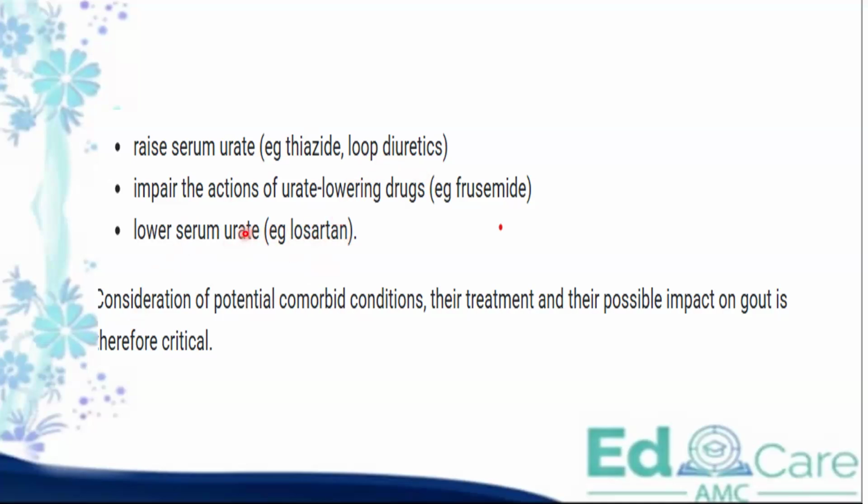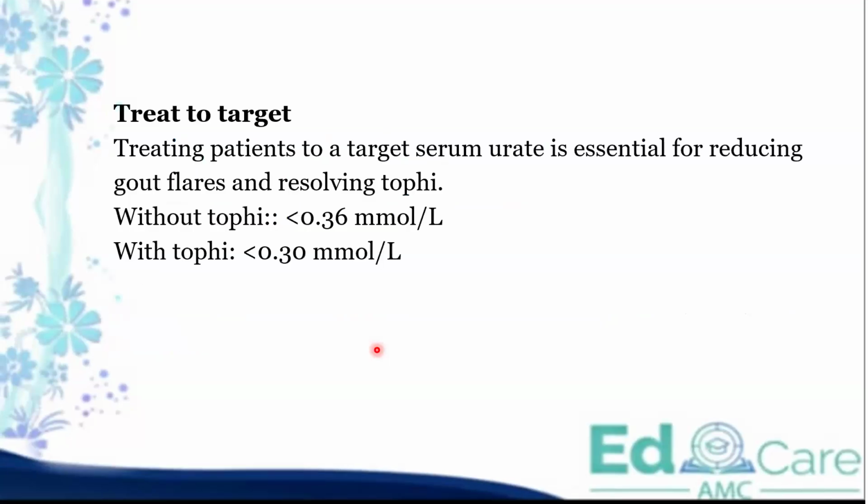So you're going to reach your target urate level faster if they're on losartan, right? So you need to consider their comorbid conditions when you start their treatment, right? That is very important because there are lots of MCQs that will give you different comorbidities, and then you have to really think about what is your first line of treatment. It's not fixed. There is a fixed first line treatment, but it depends on the comorbidities, right?